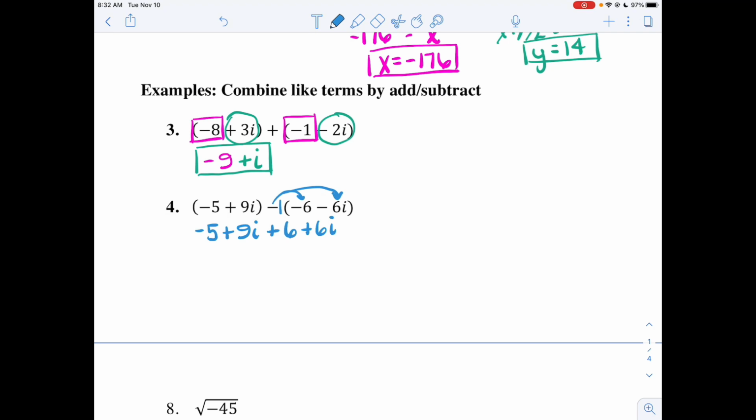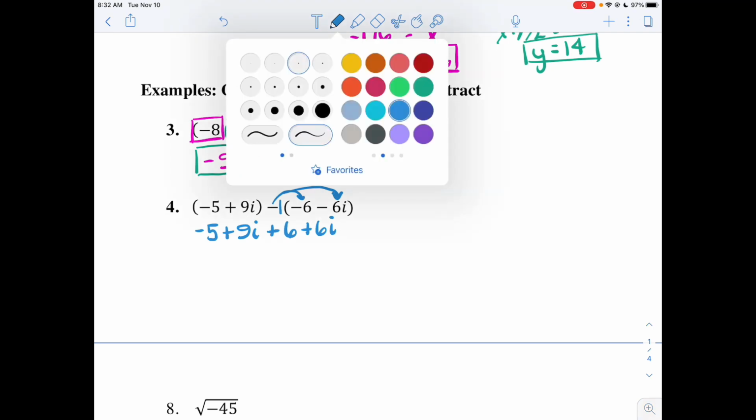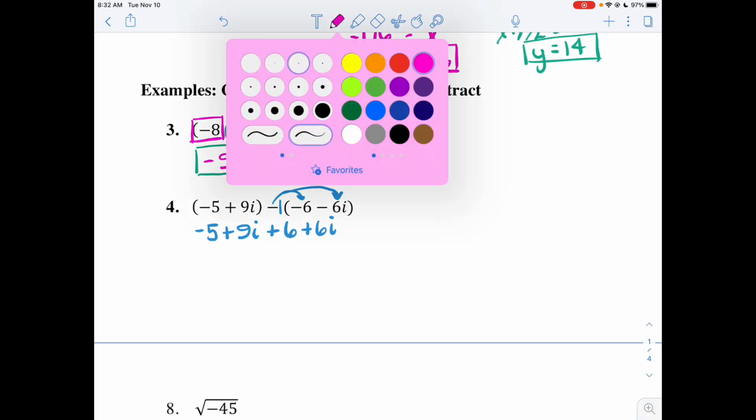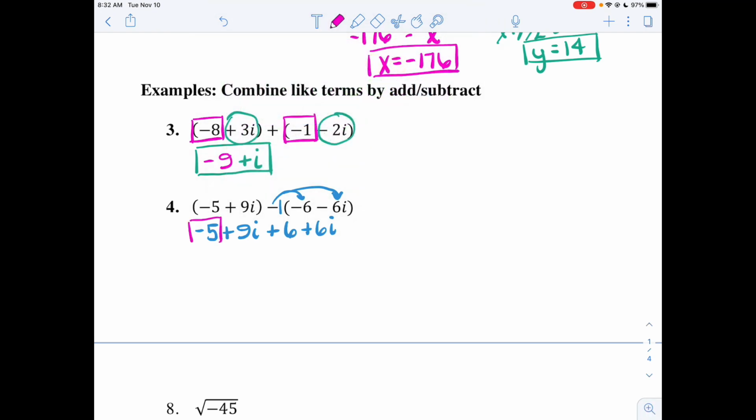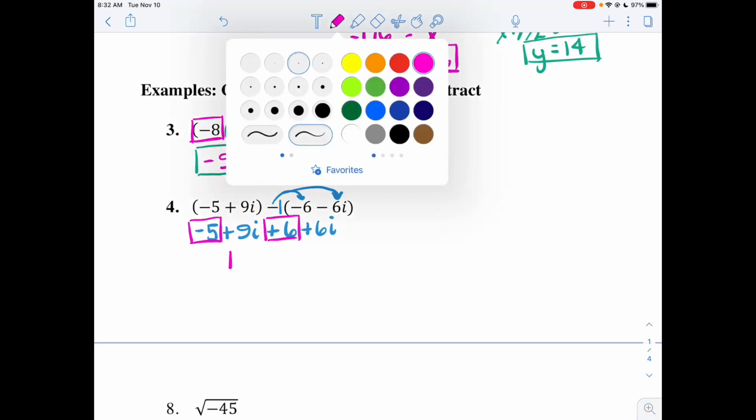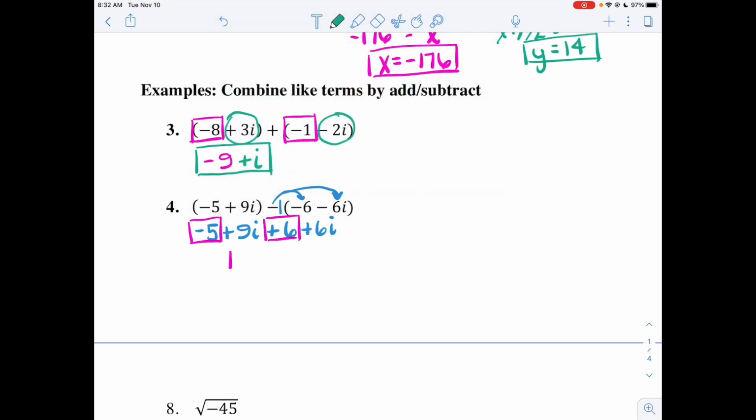So now I can just combine my like terms, my real parts and my imaginary parts. I have a real part, negative 5, and another real part, positive 6. Those are going to combine to a 1. And then I have an imaginary part, a positive 9i, and another imaginary part, a positive 6i, that I can combine to get a positive 15i. So this is my real and my imaginary part, 1 plus 15i.